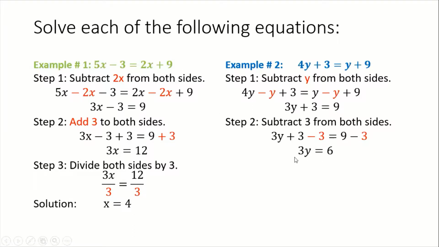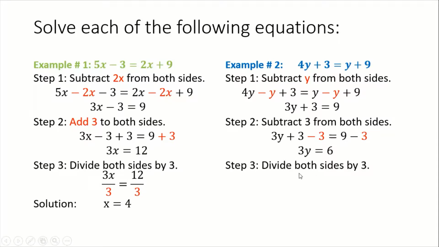So when you simplify, note that 3 minus 3 is 0, and 0 plus 3y will give you 3y, and 9 minus 3 is just 6. So what you have here now is just 3y equal to 6. How can you get y by itself? By dividing both sides by 3. So that's what we're going to do.